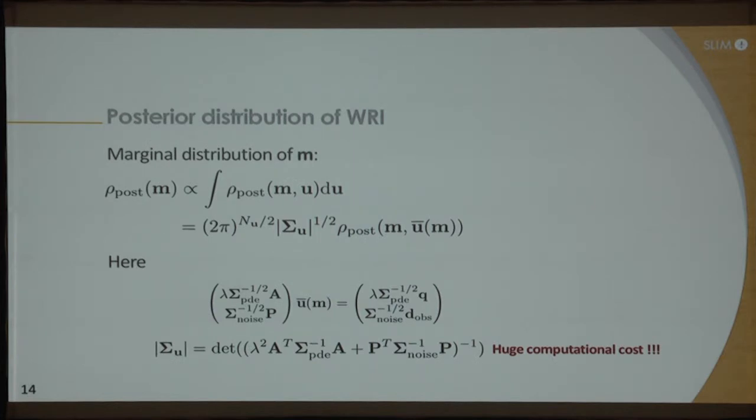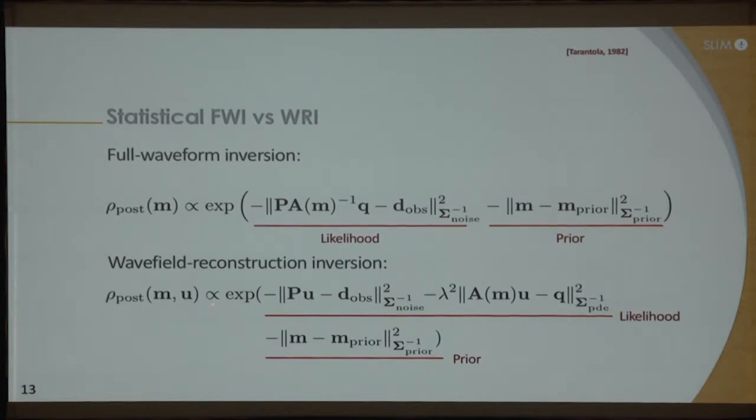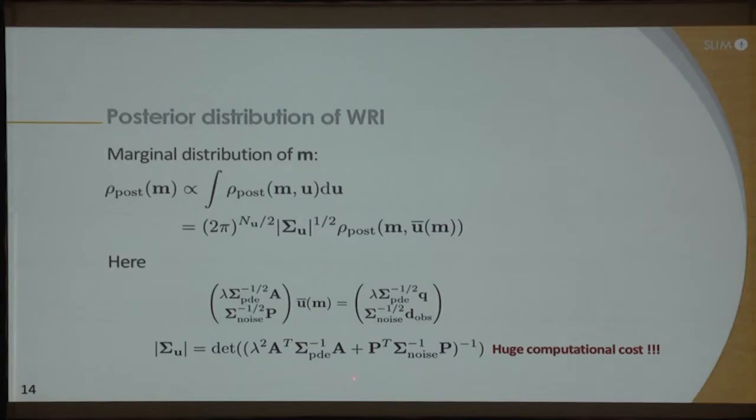Once you fix m, for u it's just a Gaussian distribution and you can have the analytic solution of the integration. So you can get something like this. And actually the u bar is still obtained by solving an augmented system.